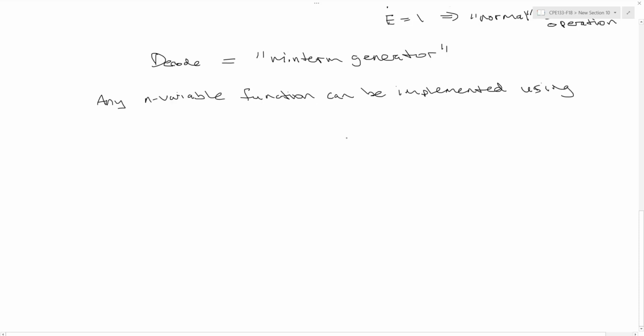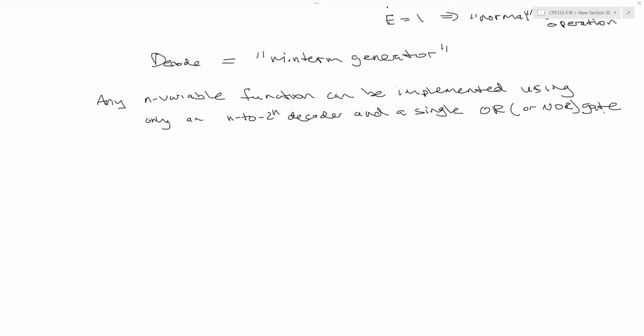So another way to look at a standard decoder, given each of the outputs is a single AND gate with a unique combination of the inputs, or in other words, a minterm, a decoder is also sort of like a minterm generator. So any n-variable function can be implemented using only an n to 2 to the n decoder and a single OR or NOR gate. So for example, let's say that I wanted to implement a full adder using a 3 to 8 decoder, because a full adder has 3 inputs, A, B, and C in, and generates 2 outputs, the sum and the carry out.